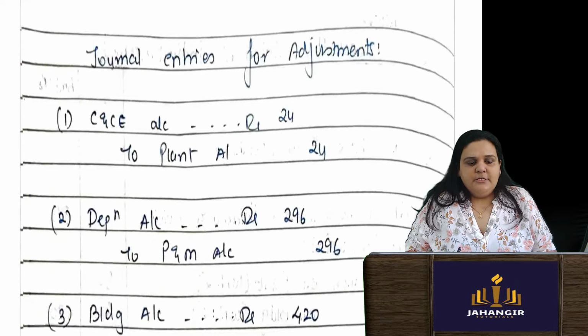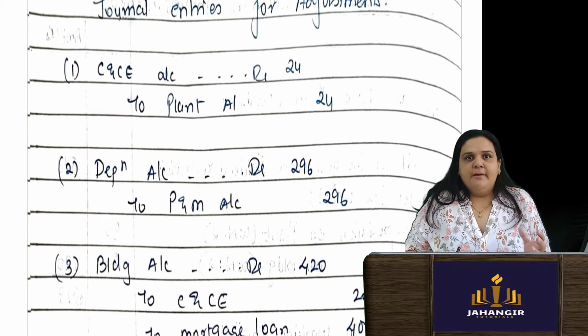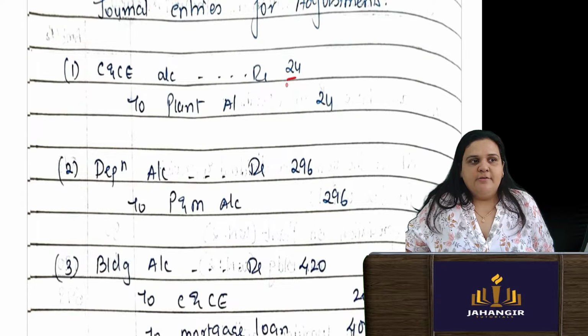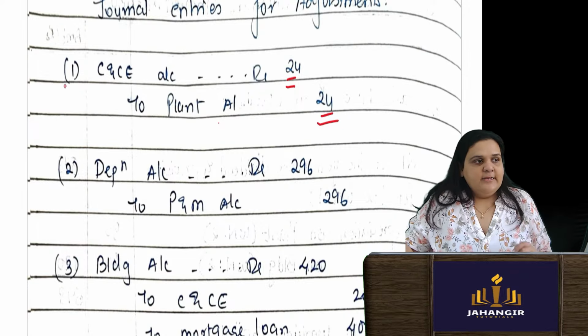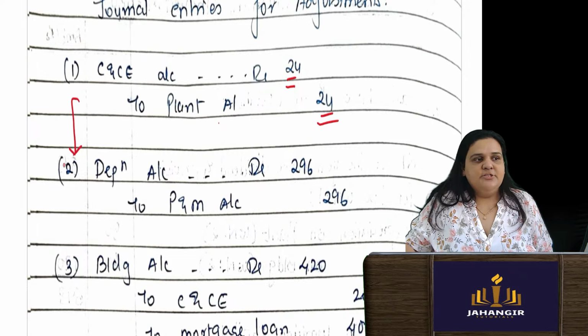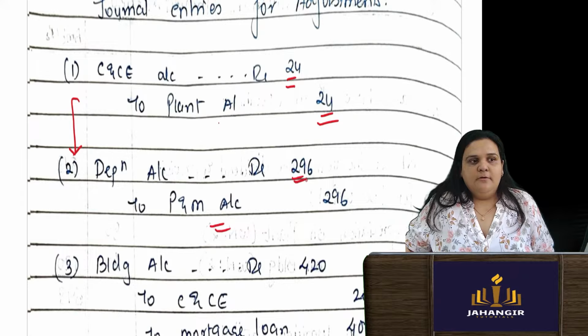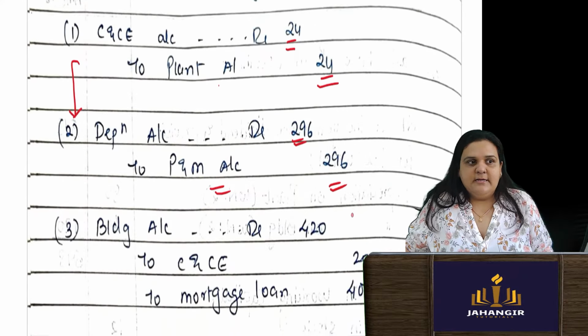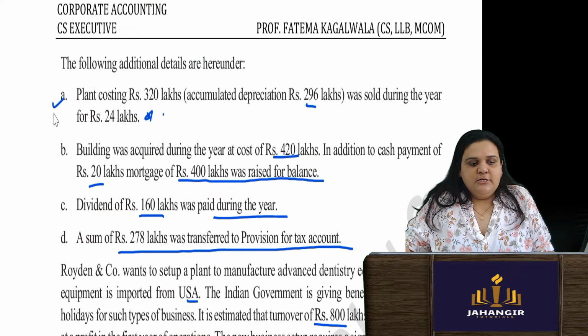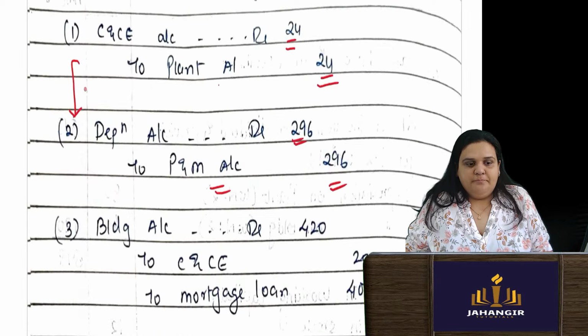So what will the simple journal entry be? If I am getting money in due to sale, I am getting cash and cash equivalent 24 lakhs. Why? Because plant is going out 24 lakhs. On that same plant, there is a depreciation accumulated, so it has to be depreciation account debit. It is an expense to plant machinery. 296. So this first journal entry is done in two forms.